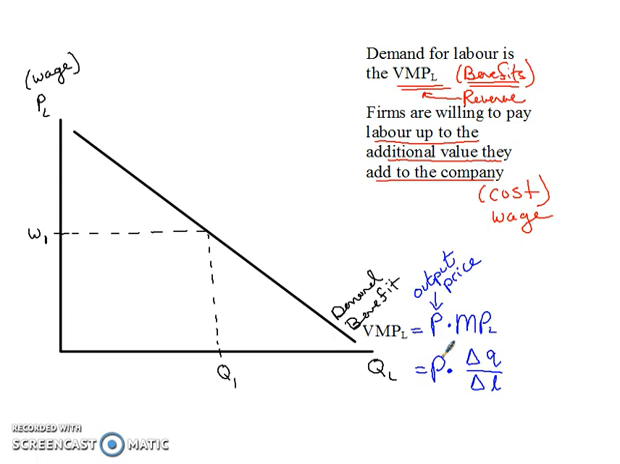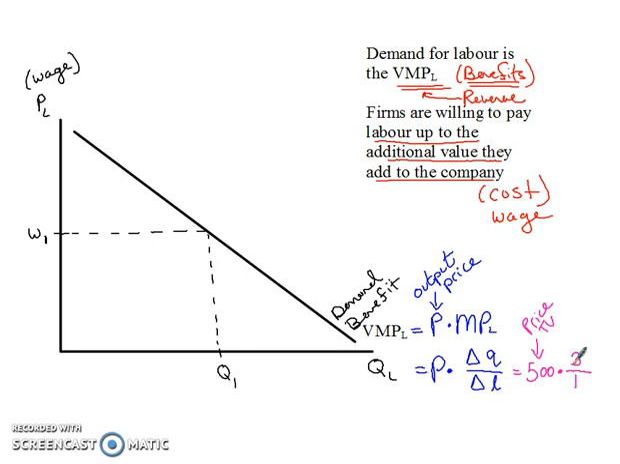So let's think about it this way. Let's just make some numbers up. Let's say we're talking about televisions, and the price of a television is $500 in the market. That's the output price. I didn't mean equals there, that should be multiplied. And let's say if I hire one more worker, that worker will increase TV production by 3 televisions per week.